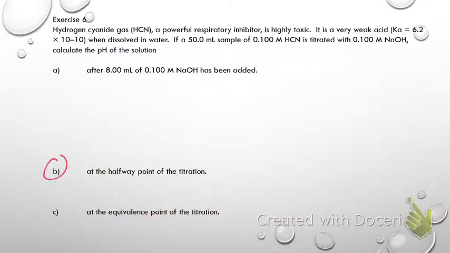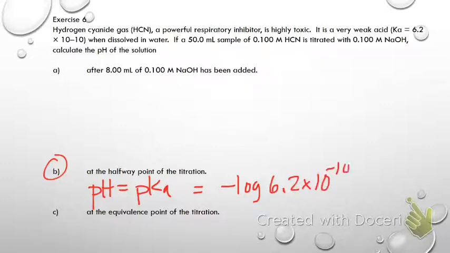Part B says at the halfway point of this titration, which means half equivalence point, which means pH is equal to pKa, which means negative log of the Ka value. It's nice that they told you it was the halfway equivalence point. If they didn't give you that, sometimes you have to figure out that it's the half equivalence point. pH is equal to pKa.